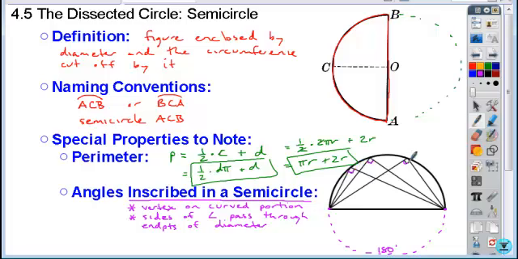90 degrees. And so you can see here that any angle inscribed in a semicircle is always going to equal 90 degrees. It's always going to be a right angle.